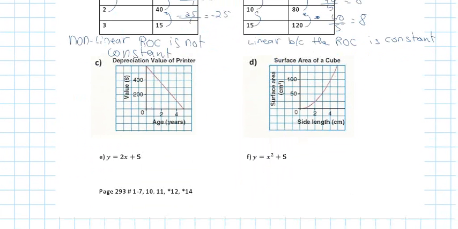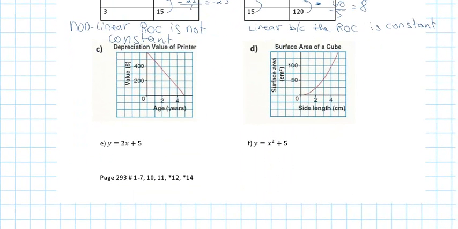How about when you're looking at a graph? Which one is linear? C. Right? Because it's a straight line.